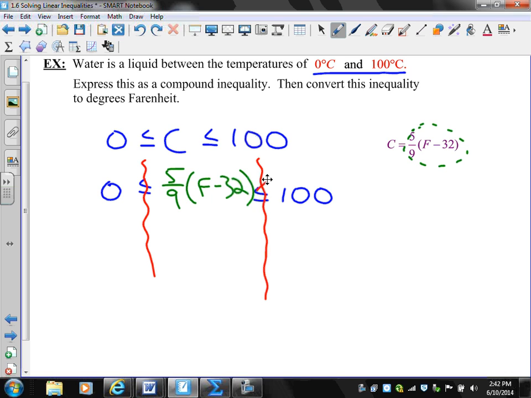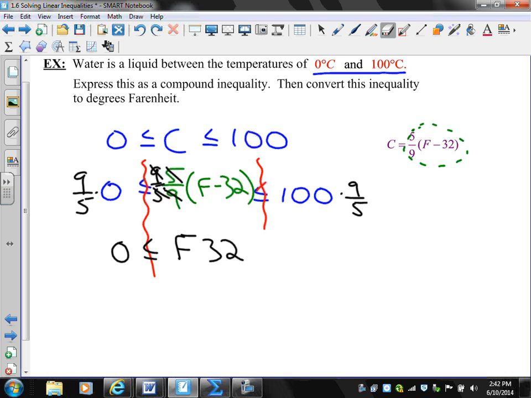Okay, so first thing I need to do is unwrap this multiplying by 5/9, and I'm going to do that by multiplying by 9/5. And again, I need to do that on all three positions, all three sides, if you will. So on the left side, I get 9/5 times 0, which is 0, is less than or equal to, well, these cancel, right? 9 and 9, 5 and 5. Okay, I get F minus 32. I'm actually going to get rid of the bars. I think they're causing more trouble than they're worth. Is less than or equal to 100 times 9/5, and that's going to be 180.